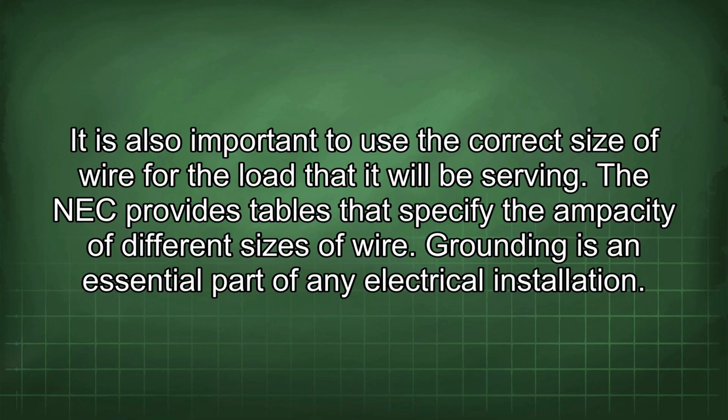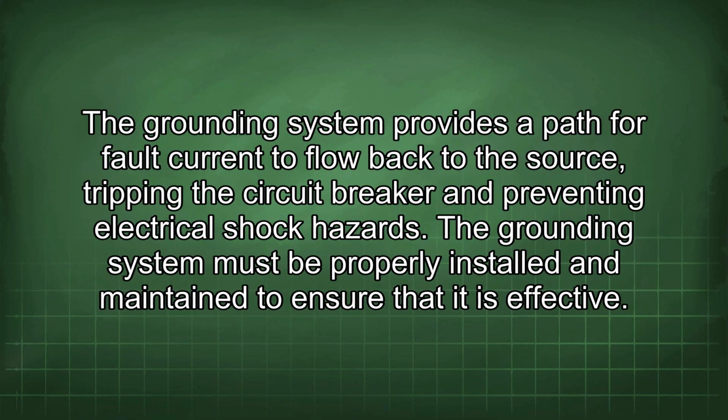Grounding is an essential part of any electrical installation. The grounding system provides a path for fault current to flow back to the source, tripping the circuit breaker and preventing electrical shock hazards. The grounding system must be properly installed and maintained to ensure that it is effective.